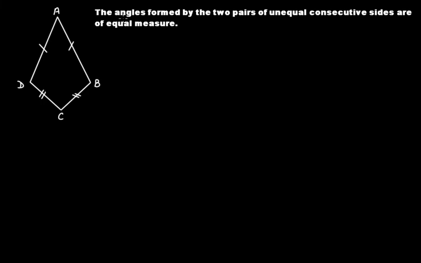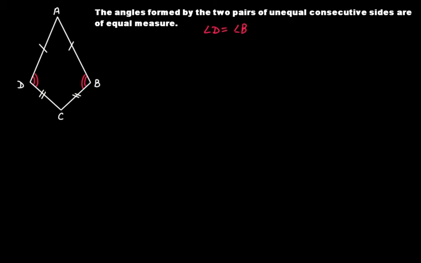The angles formed by the two pairs of unequal consecutive sides are of equal measure. So the two pairs of unequal consecutive sides, AD and CD is one pair and AB and CB is another pair. The angles formed by them are angle D and angle B. We have to prove that angle D is equal to angle B.